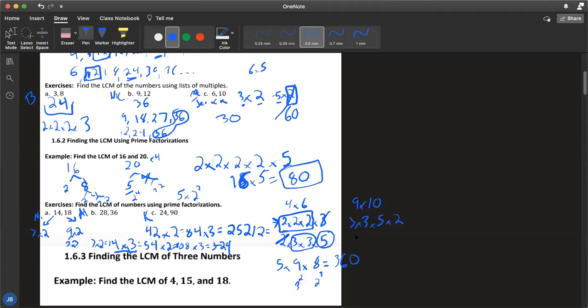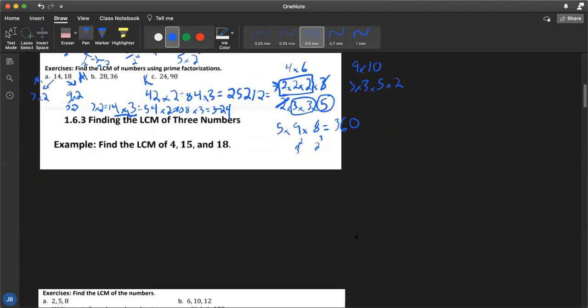All right. So now we're going to go on to the least common multiple of 3 numbers. So now we'll have 4, 15, and 18, right? Jerry, you want to walk us through this one again? So 4 can be broken into 2 times 2. 15 can be broken into 3 times 5. 18 can be broken into 2 times 9, and then 9 can be broken into 3 times 3.